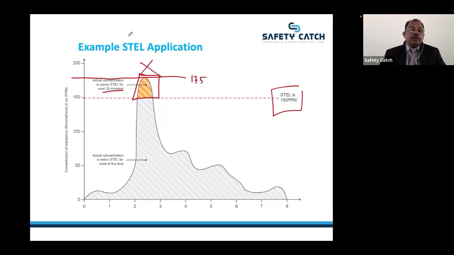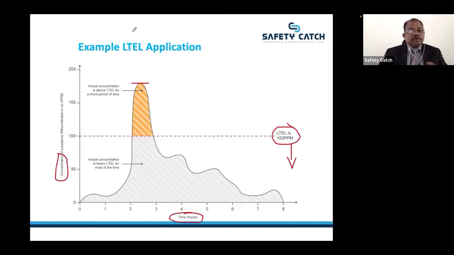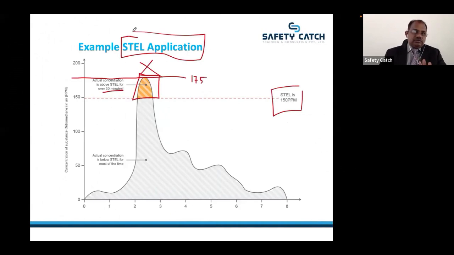So from a STEL point of view, we have to investigate this case, why it was high. If there is any issue, we have to cover it. And we have to analyze both. On the LTEL, it was okay for us. When we take the 8 hour average, it was okay. But when we come to the STEL, there was a violation. So this way we need to analyze.